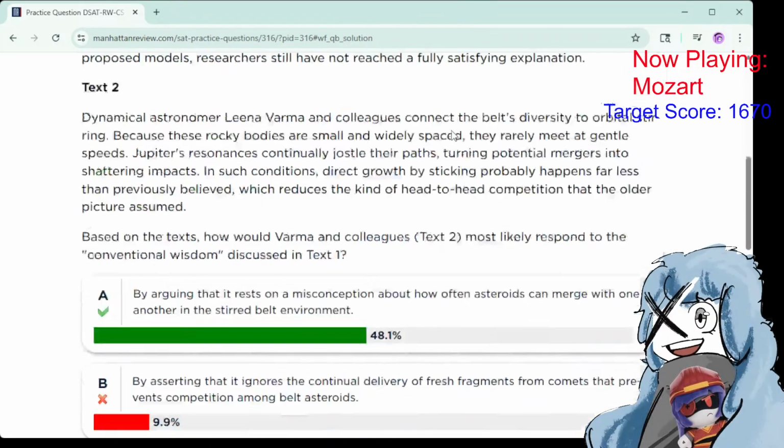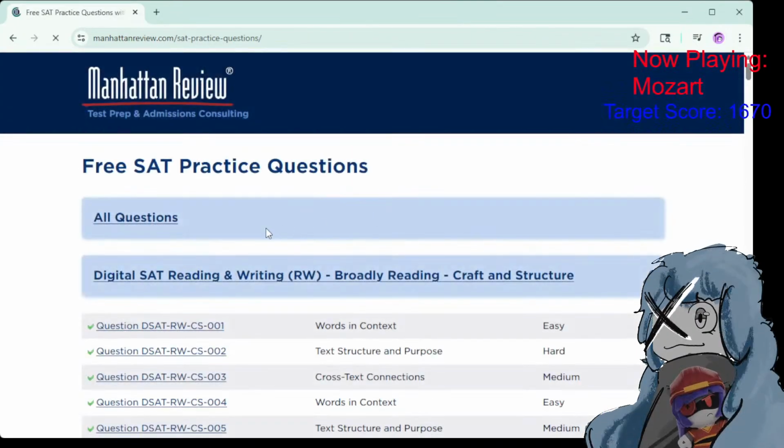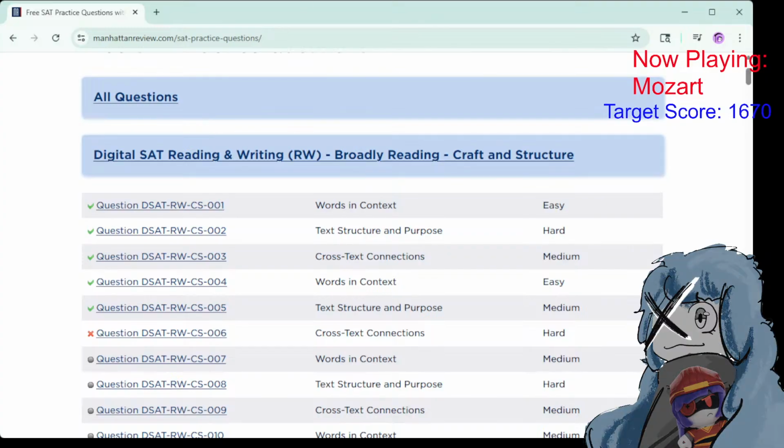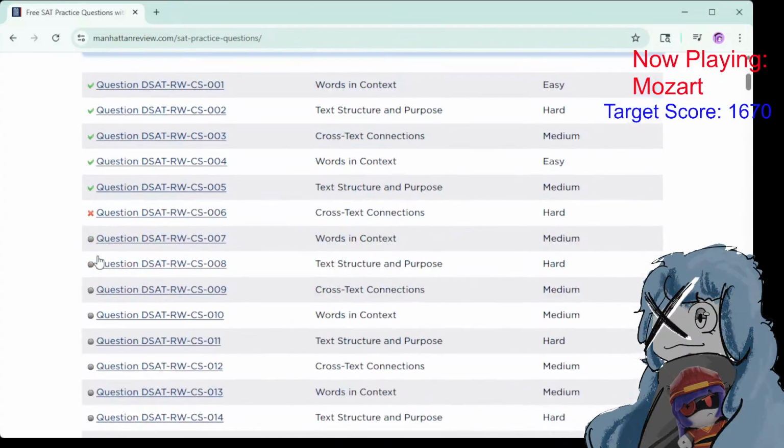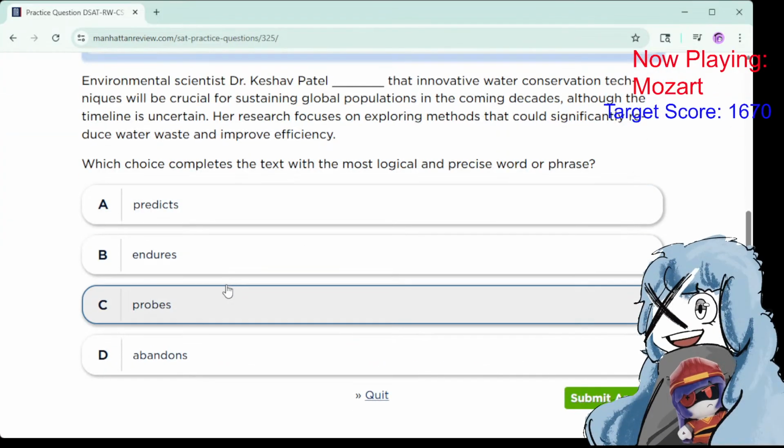Yeah, that's embarrassing. No, I got a red check, red cross. Words in context? Words in context, like easy.